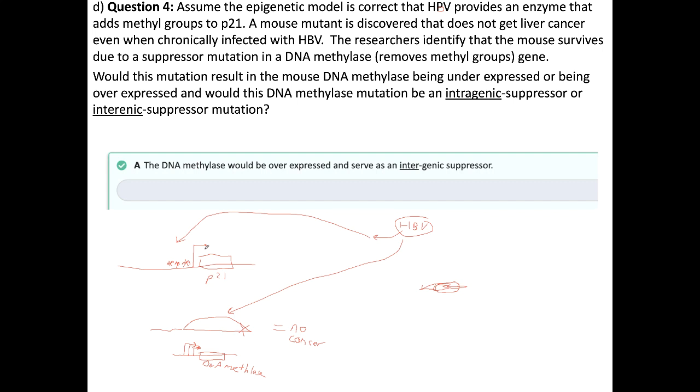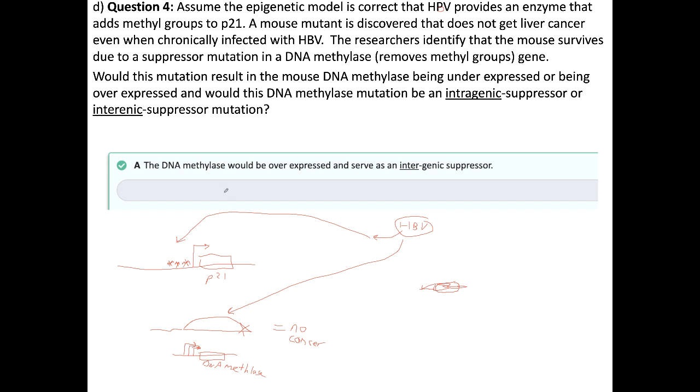So I'm going to say this again. HBV causes methylation of the P21 promoter. This mutant mouse here has an overexpressed DNA methylase gene. This overexpressed DNA methylase gene produces lots of this enzyme, DNA methylase, that degrades these methyl groups, allowing P21 to be turned on in order to stop the cell cycle and prevent mutations from accumulating and ultimately preventing cancer.